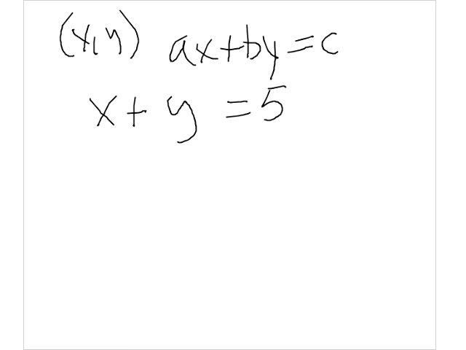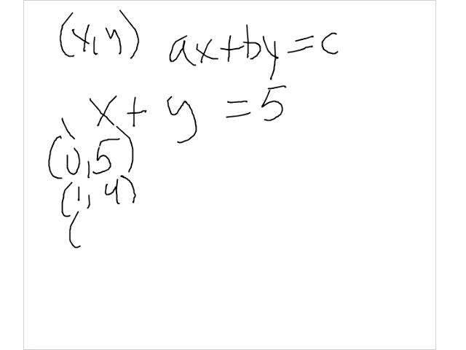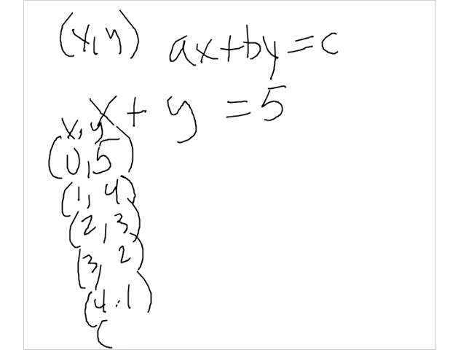So what we can do is just think of some numbers for x and y that add up to 5. For example, if x is 0, y would equal 5. If x is 1, y would equal 4. Remember, the first one's always x and the second one in the ordered pair is always y. If x were 2, then y would be 3. If x were 3, y would be 2. If x were 4, y would be 1. And if x were 5, y would be 0.